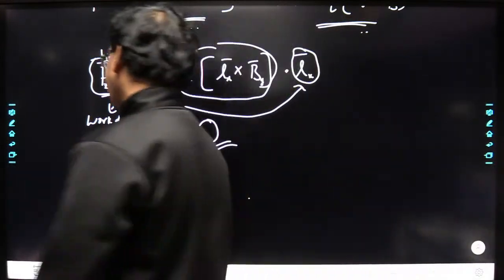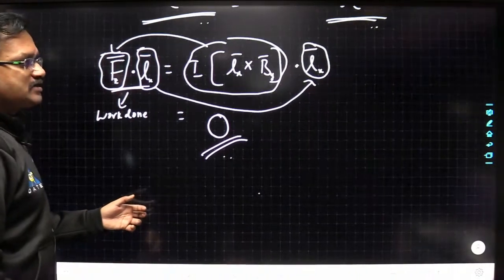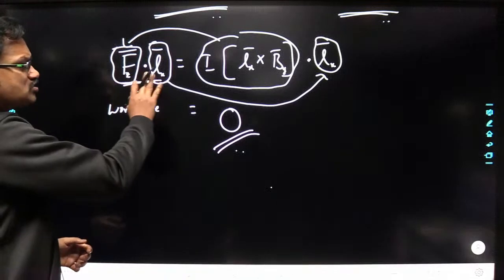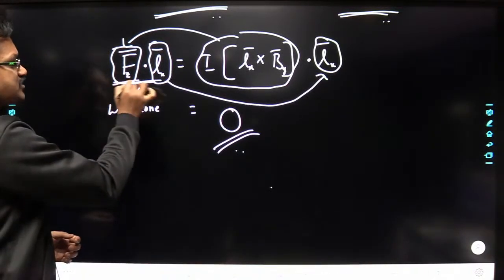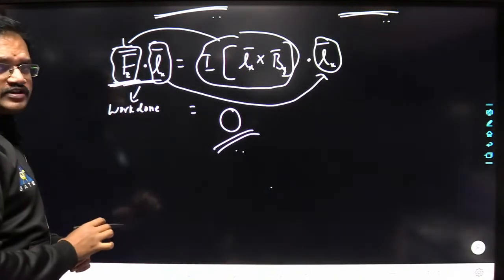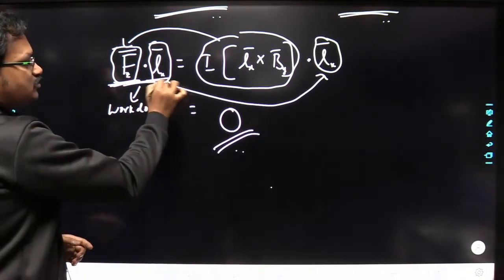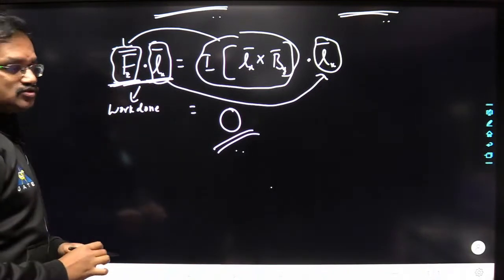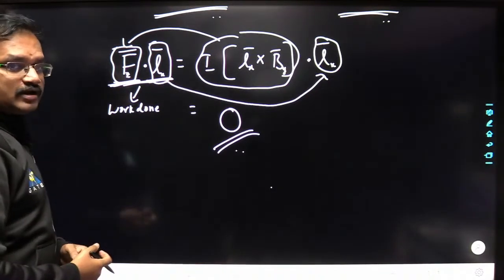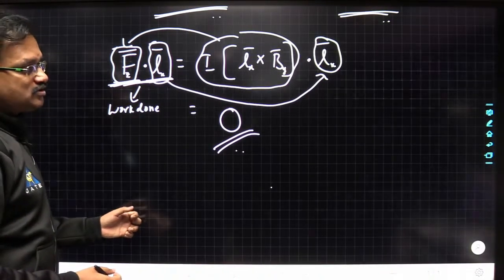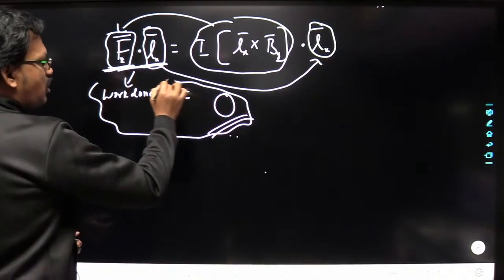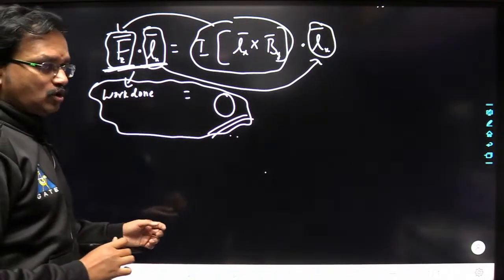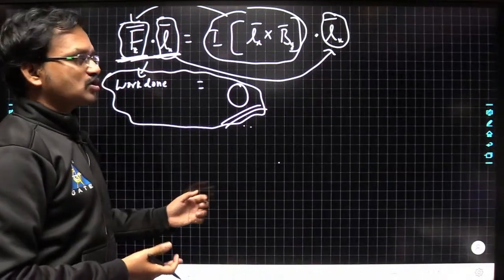So that's what we have proved here. Force dot displacement is always 0, because the force direction is always perpendicular to the displacement direction. So that's why the work done is equal to 0. So what is the consequence of work done being equal to 0? What happens if work done is equal to 0?